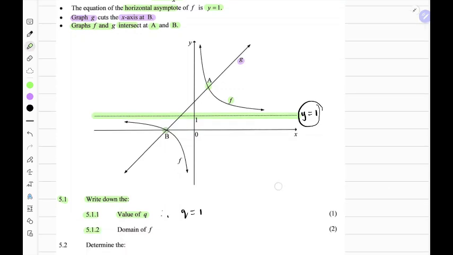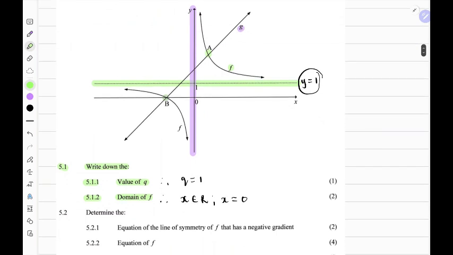So the next question says determine the domain of f. The domain is all the possible x values for which the function is defined. So the hyperbola is defined for all values of x, x is an element of real numbers, with the exception that x cannot be equal to 0. Because at x equal to 0, we have a vertical asymptote, and f of x is not defined when x is equal to 0.